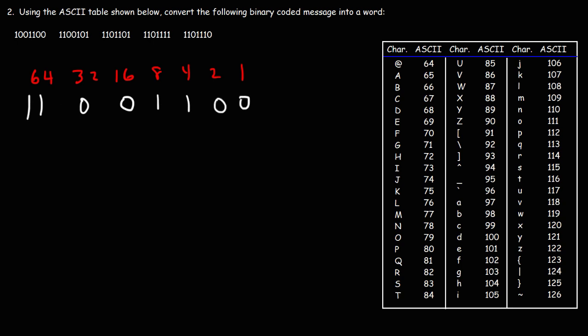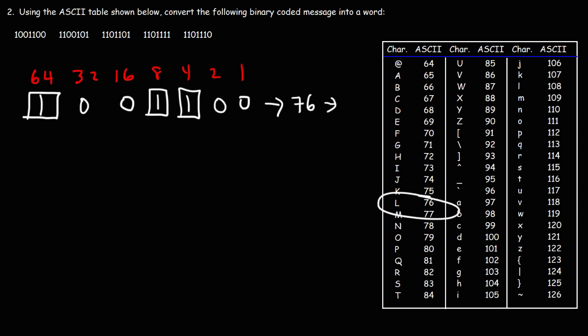So we have a 64, we have an 8, and we have a 4. If we add those numbers, 64 plus 8 plus 4, this is 76. And 76, looking at the ASCII table, corresponds to the letter L. So that's the first one. Now let's move on to the second code.